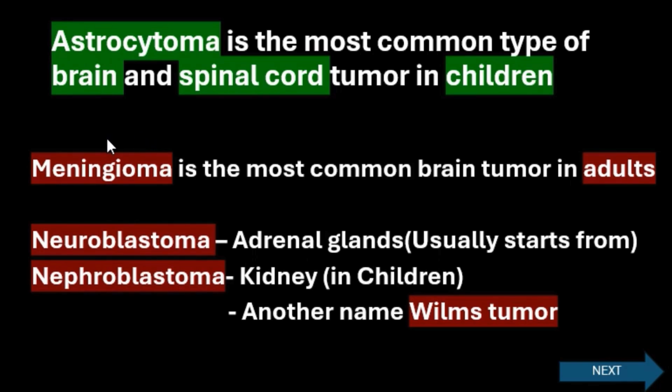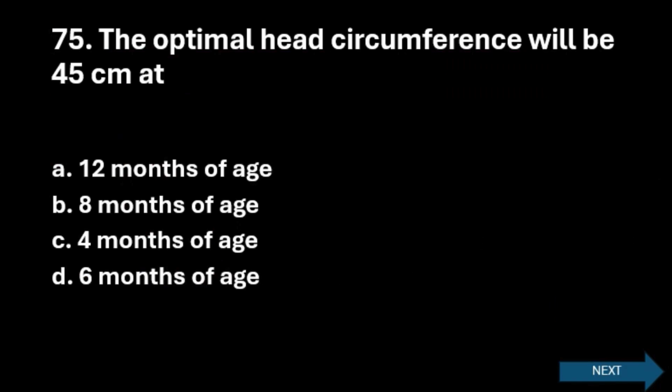Next question. The optimal head circumference will be 45 cm at option A, 12 months of age, option B, 8 months of age, option C, 4 months of age, and option D, 6 months of age. The right answer here is option A, 12 months of age, the most appropriate answer here.